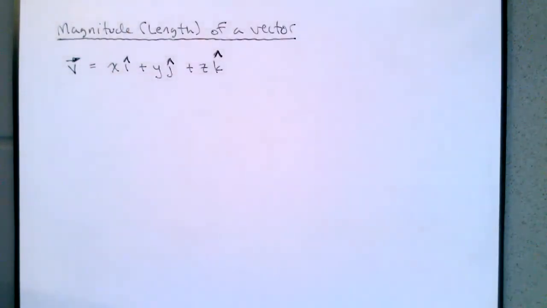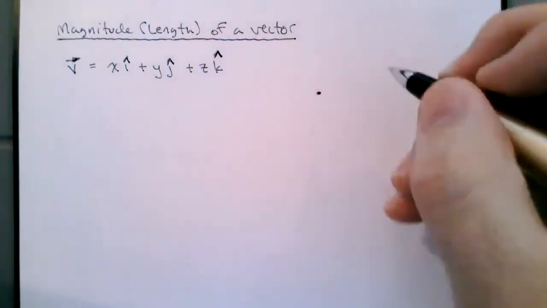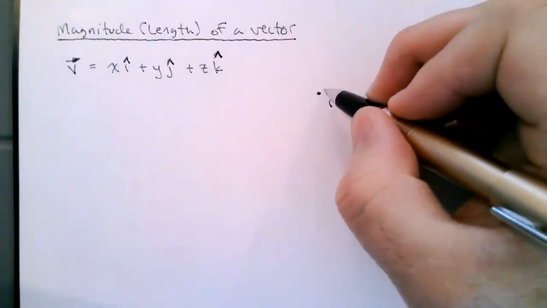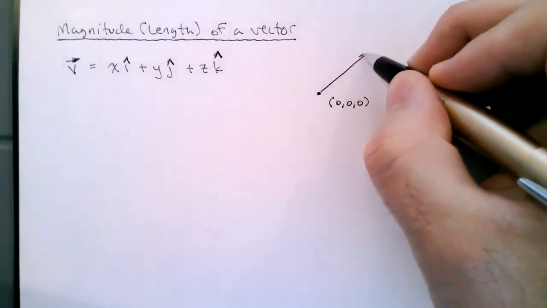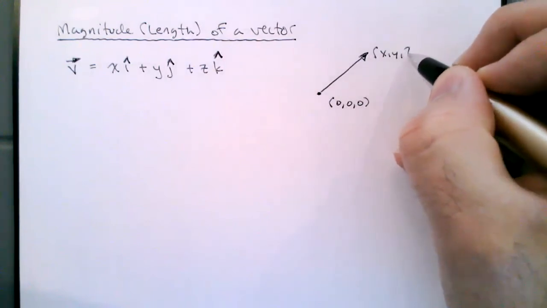So if i is in R3, i is going to be 1, 0, 0, j will be 0, 1, 0, and k will be 0, 0, 1. That's how we just add another dimension to things. So if we want the length of this vector, we can imagine starting off at 0. If we start off at the origin, the point 0, 0, 0, then the end of this vector is at the point x, y, and z.